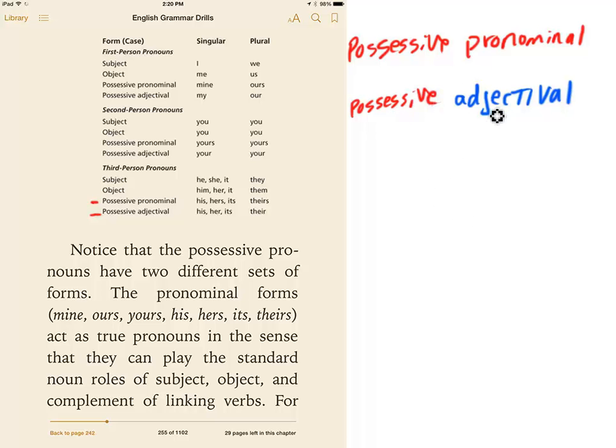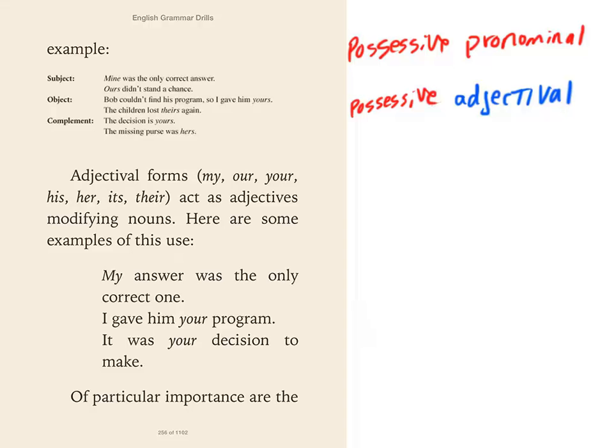Okay. The adjectival form needs the noun afterward. The pronominal does not. It acts as the noun itself. All right. So that's what we're going to remember. We're going to remember those terms. Okay. So we already went through that.